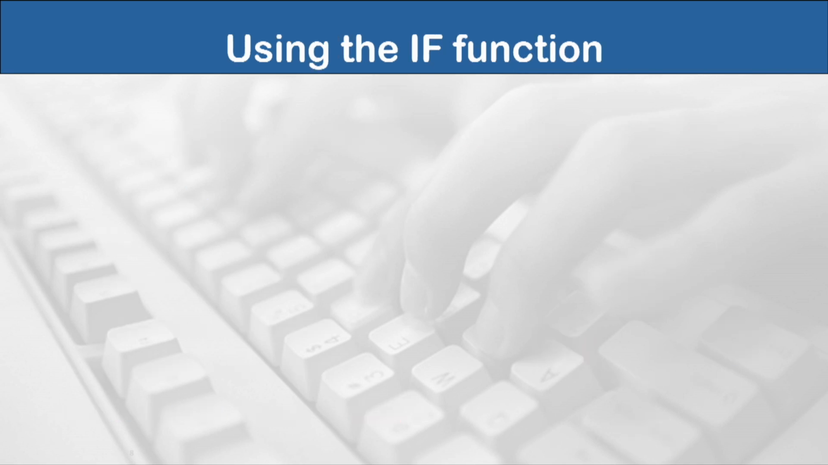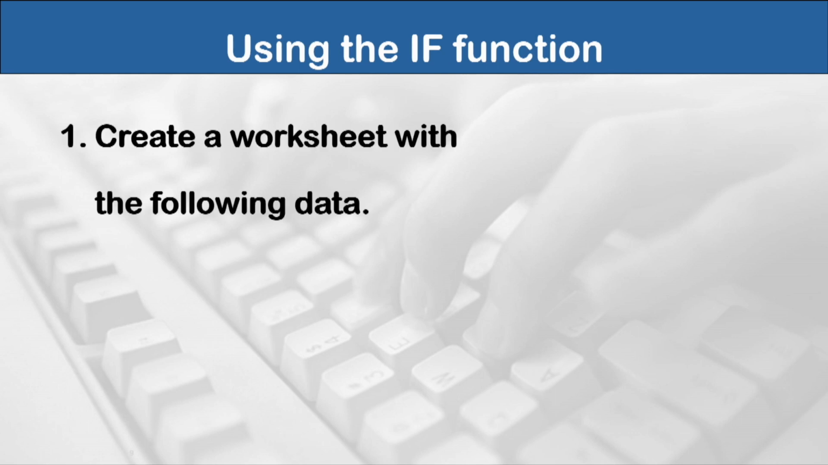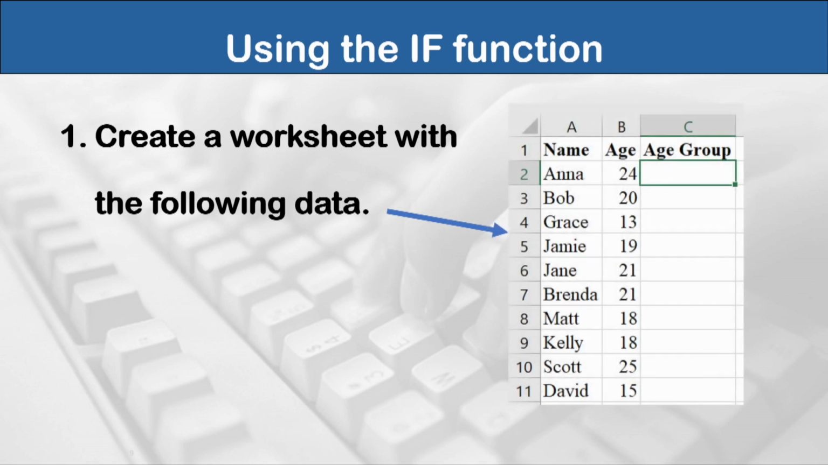Now students, to use the if function, perform the following steps. First, create a worksheet with the following data. Assume you have a list of people. Now, you want to know how many of them are adults and how many are minors. Let us say people whose age is greater than 17 are adults, and those who are less than or equal to 17 are minors. The result for the if function will appear in column C.